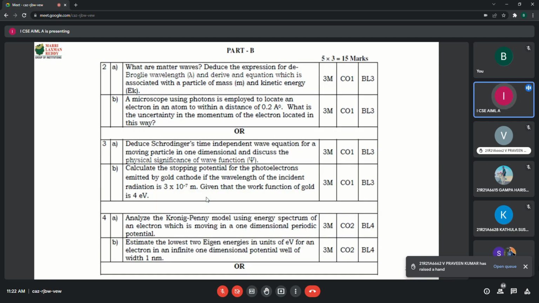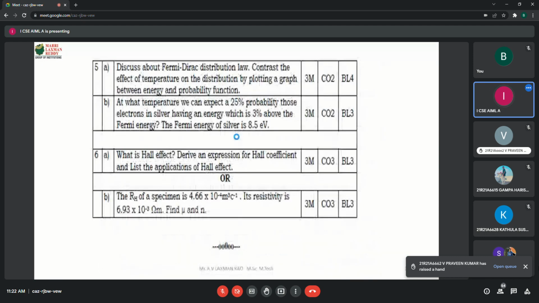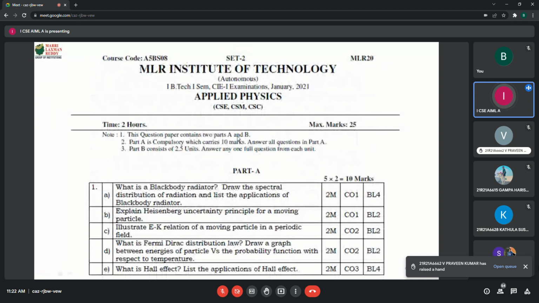If you come to set 2, something similar will be there, but the questions may not be the same. Now you see set 2. What questions were asked under part A? You see 1C, 1D. What question was asked? Illustrate. Illustrate is nothing but neatly drawing a diagram, graph or figure. Explaining with a diagram or a figure is called illustrate.